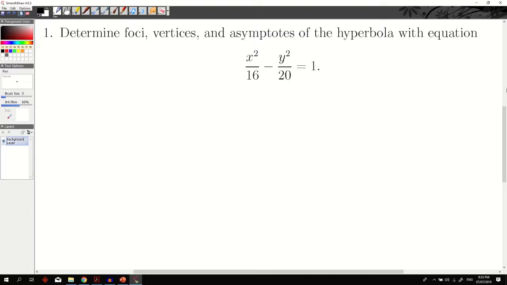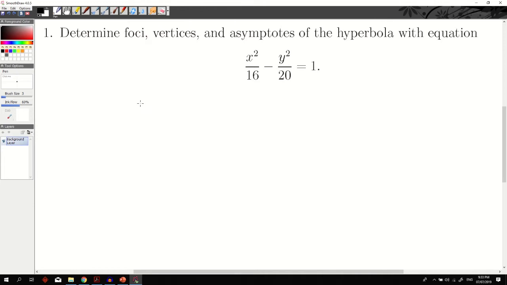Okay, everybody, welcome again. Today we will discuss the hyperbola. To begin with, we need an example. Here's our example: determine the foci, vertices, and asymptotes of the hyperbola with equation x squared over 16 minus y squared over 20 equals 1.